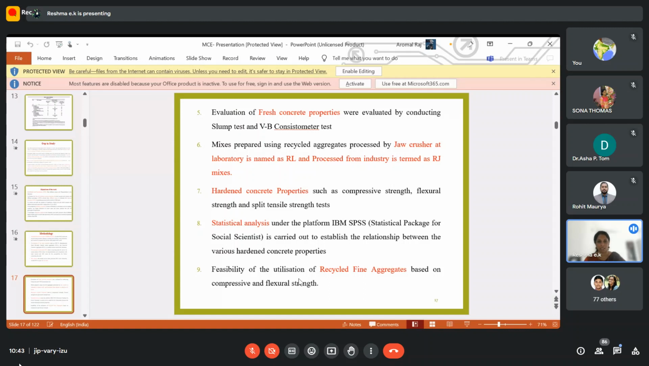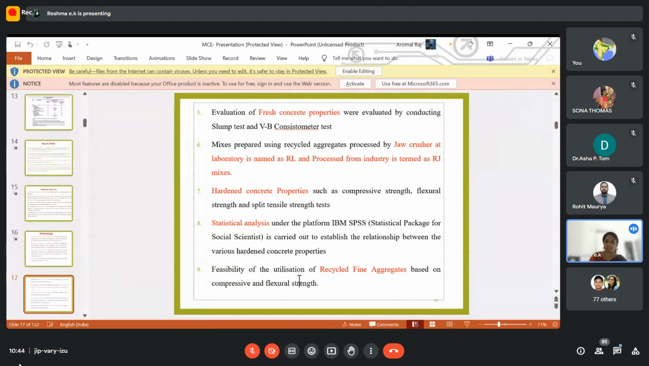Then I did a statistical analysis also, in order to establish a relationship between the hardened concrete variables. Because that is important. We know compressive strength. Suppose you've not done flexural strength, we can find out flexural strength if you know compressive strength. So there is a relationship between compressive strength and flexural strength. So in order to develop such a relationship for the concrete where we use RCA, I have done a statistical analysis.